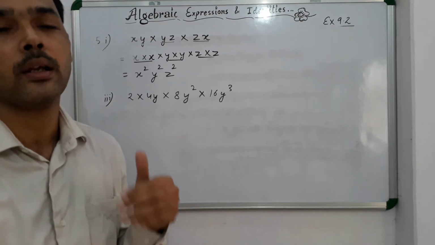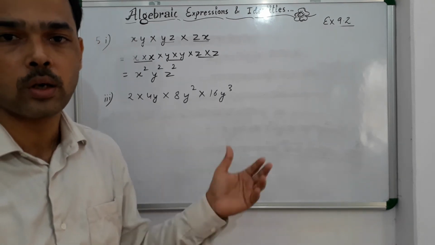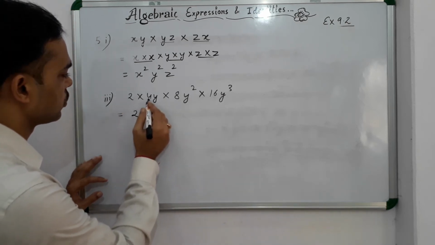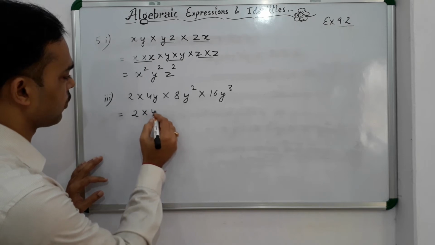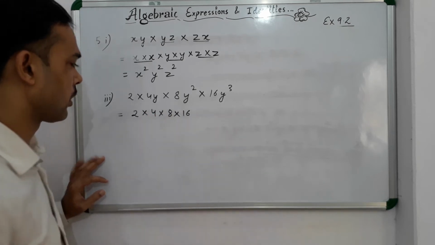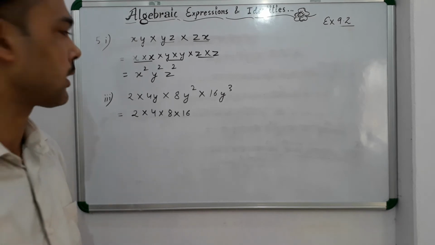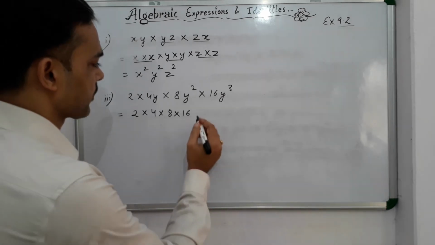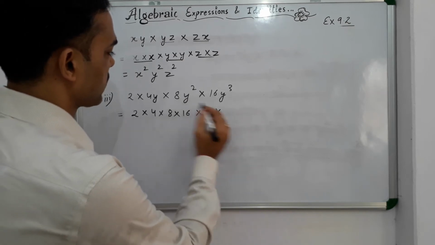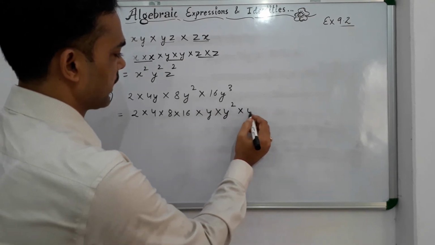After seeing the sign, you know that we now have to see the constants. So let's multiply these constants. 2, then for this it is 4, for this it is 8, for this it is 16. In this manner you have multiplied all the constants. Then move on to variables. This is y, this is y square, then it is y cube.